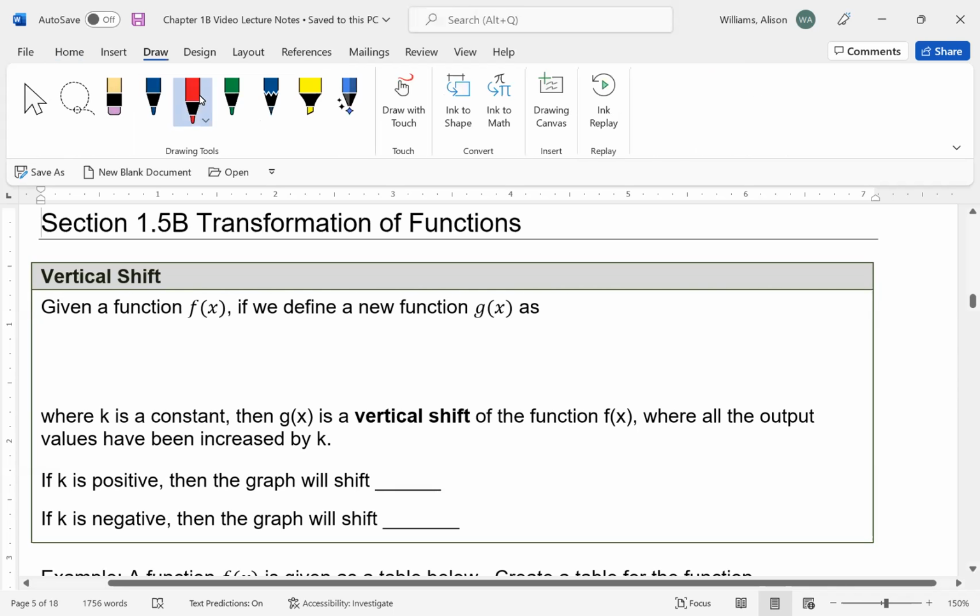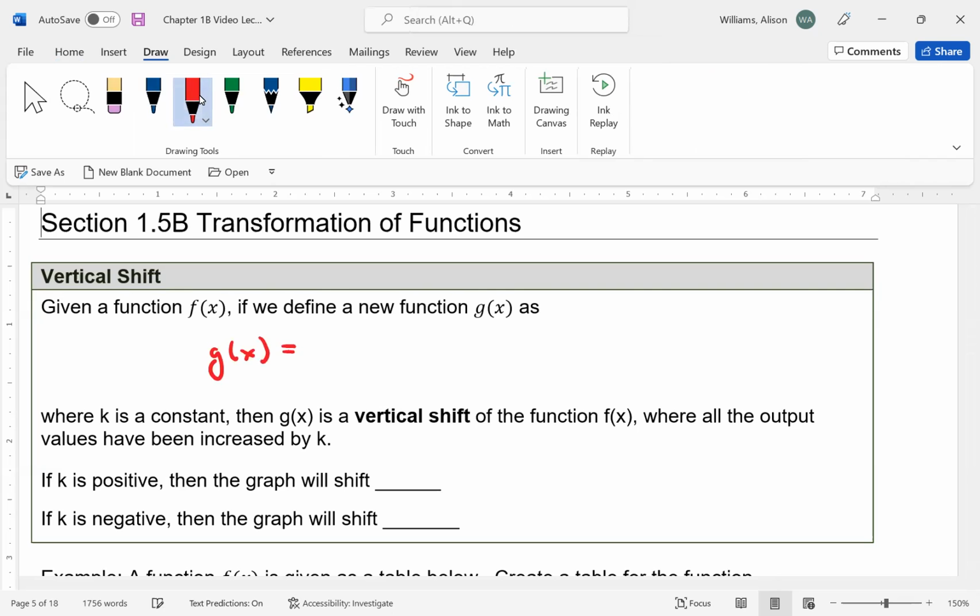So given a function f of x, so f of x is a function we know, like one of the toolkit functions. G of x is a brand new function, and it's defined based on f of x. And here's how we're going to define it. F of x plus k. K is a constant. That's stated right below. This is a vertical function where all of the output values have increased by k. So it's our output values.